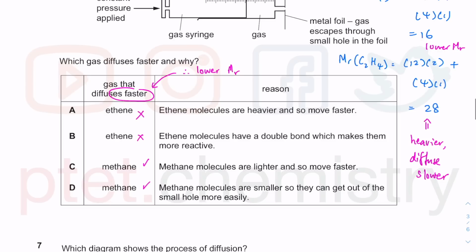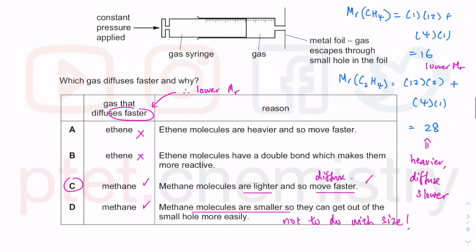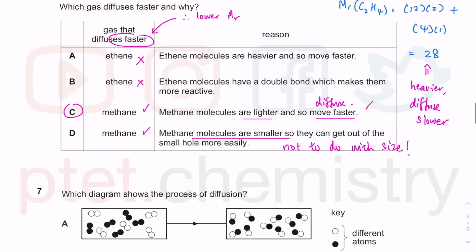Okay, well, we know about methane molecules being lighter, so they diffuse faster. And yeah, I mean, that has got to be the answer. It's got nothing to do with size. It's not to do with size for diffusion, but we are talking about relative molecular mass, which is summing up their relative atomic masses.